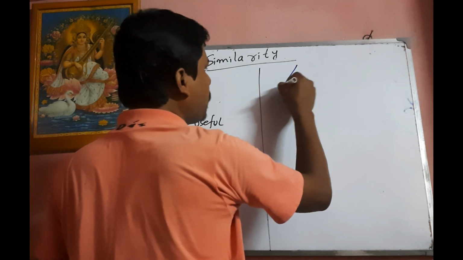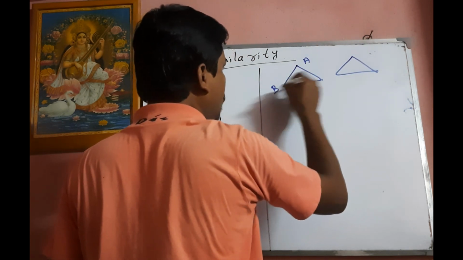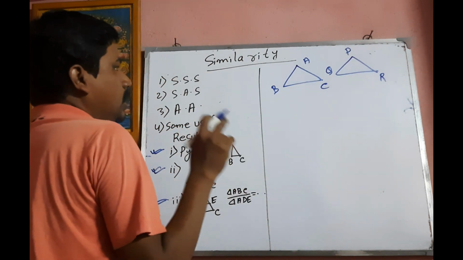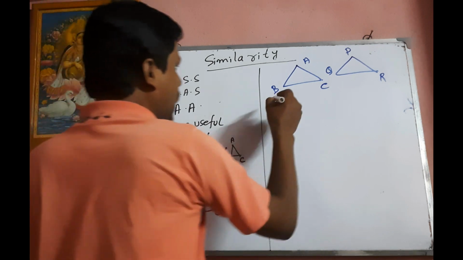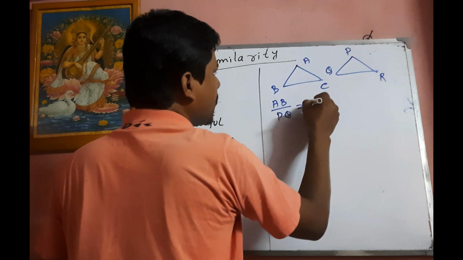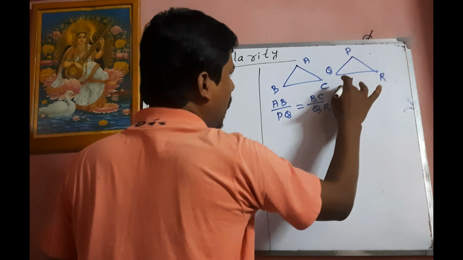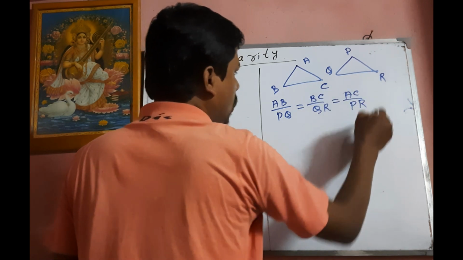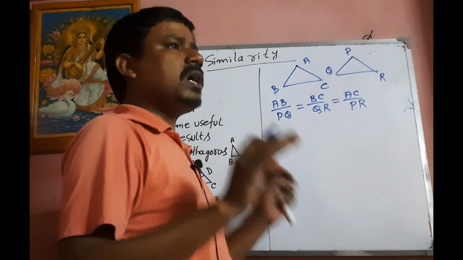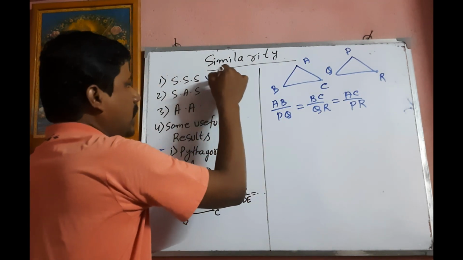Triple S means, suppose these are two triangles, this is ABC and this is PQR. These two triangles are said to be similar triangles if the ratio AB by PQ is equal to BC by QR is equal to AC by PR. If the ratio of their sides is always constant, then we can say these two triangles are similar triangles by the property of triple S.